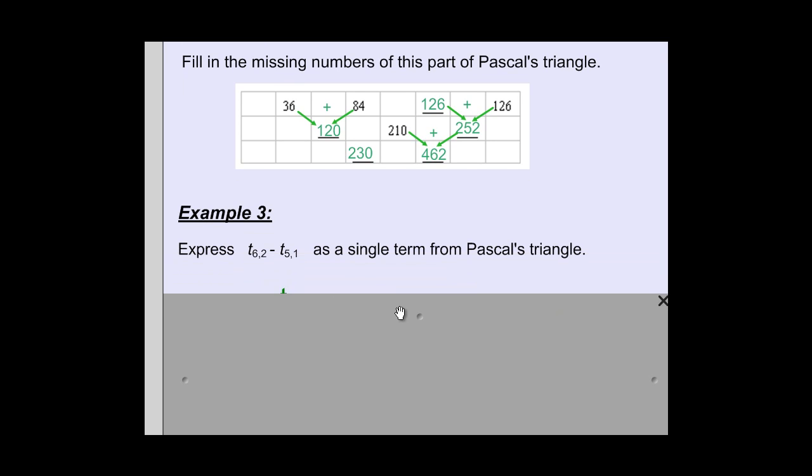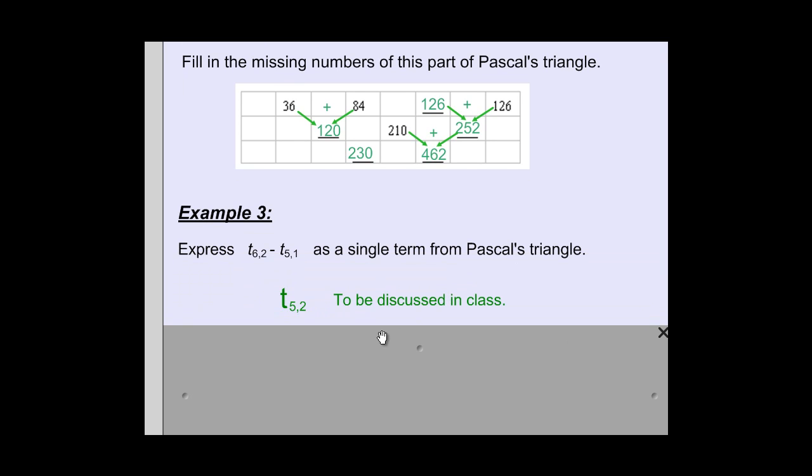For example 3, let's talk about this in class. But if you want to try it, you use the general formula and look for the pattern, and then you have to rearrange the equation.